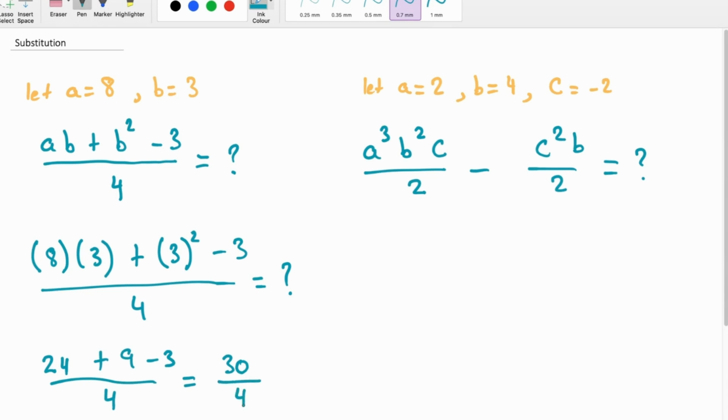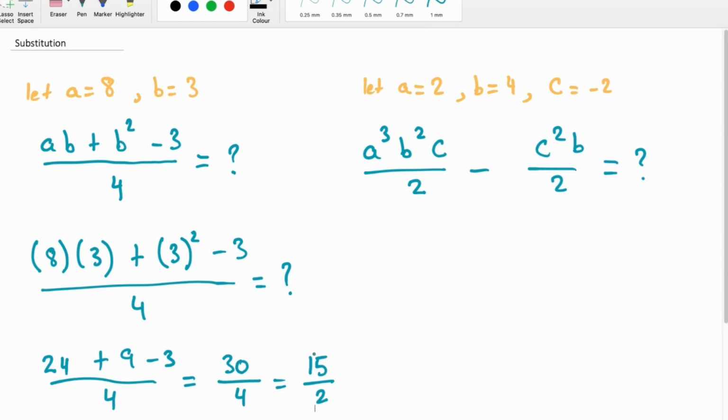30 over 4. Now we need to ask, can this be simplified any further? And we can if we divide both top and bottom by 2. That gives us 15 over 2. And that would be our answer.